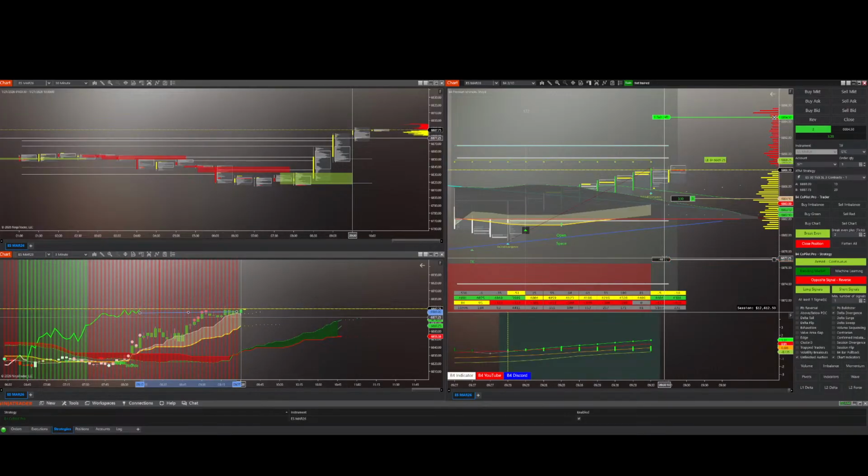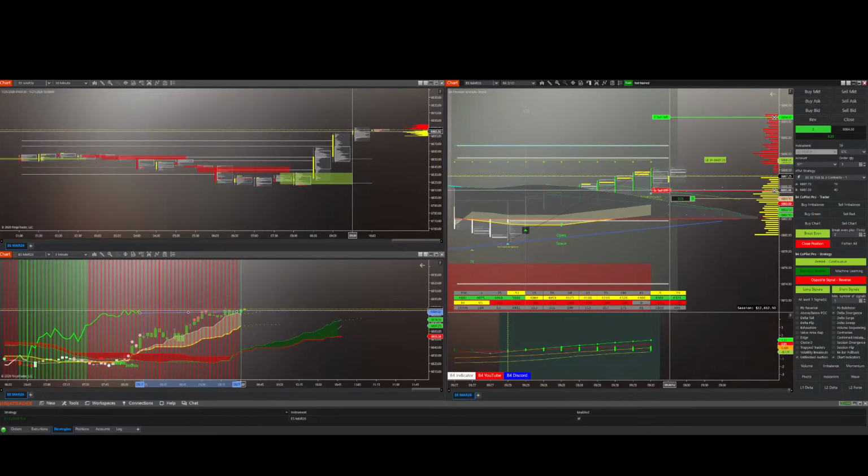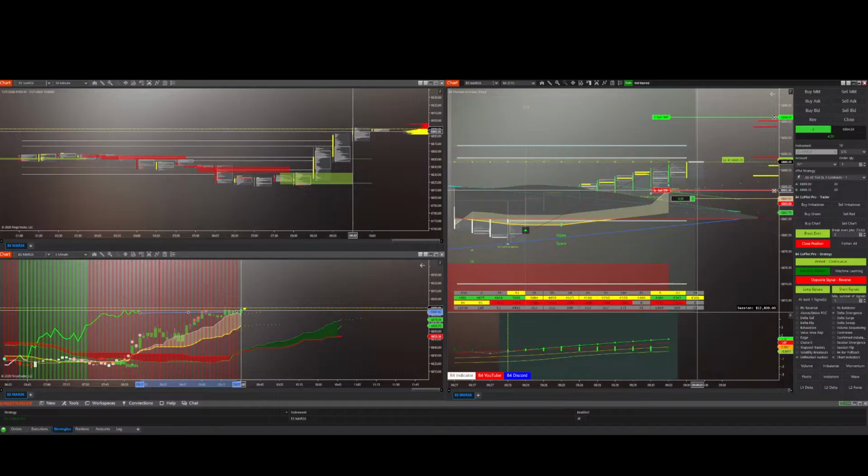I'm watching it dance. I like what I see on the dance floor. I'm going to go ahead and get engaged here. Go ahead and lock that in. It looks healthy to lock in here.